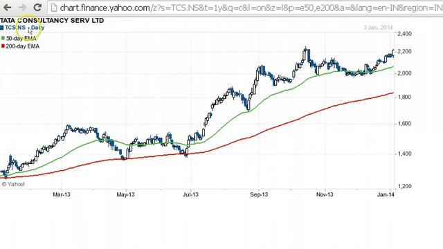So this is the Tata Consultancy Services chart for the last 1 year, and this is the candlestick chart with the everyday variations of the stock price. So basically, I've marked the 200-day EMA here in the chart. You can see the red line, and on the left here you can see the Tata Consultancy chart, and you can see the green line is the 50-day EMA, the red line is the 200-day EMA.